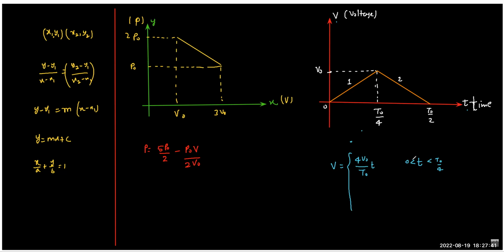What will be the equation for the next line between t naught by 4 to t naught by 2? And I have told you, always use the 2-point form in doubt. Whenever in doubt, when you don't see the things in a simpler way, you can just write the coordinate. What is the coordinate of this point, by the way? Tell me, guys. t naught by 4, comma, v naught. Very good. And what is the coordinate of this point? t naught by 2, comma, 0.